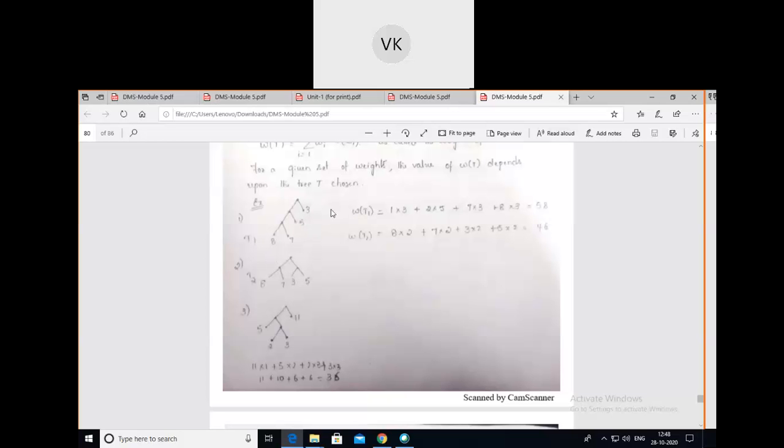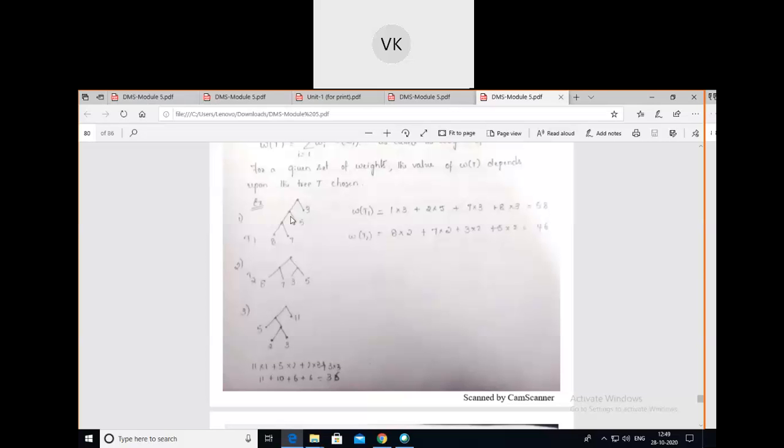Finally, it will be the weight of the tree. You do the calculation, and finally we have got 58, so 58 will be the weight of this tree.